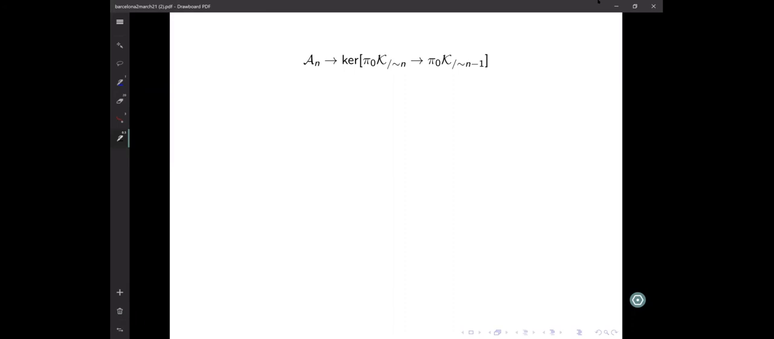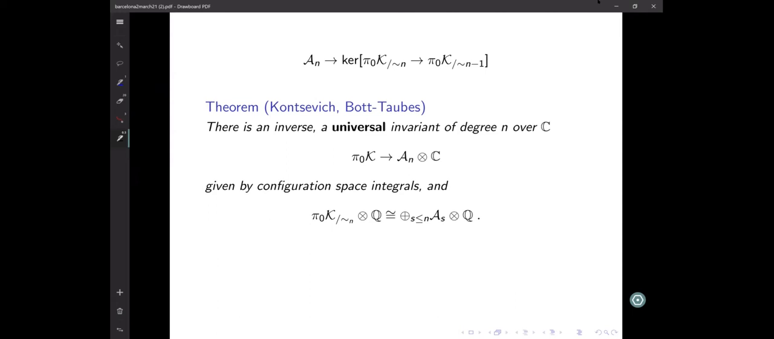Right, so this is the map that we just looked at from the module of chord diagrams to this kernel. The big theorem about this is due to Kontsevich. There is another way to go about it, due to Bott, which says that there is a universal invariant of degree n over the complex numbers. So this is a knot invariant which takes values in the C vector space of chord diagrams. And it's universal in the sense that if you take any other invariant with values in the complex numbers, it will factor through this one.